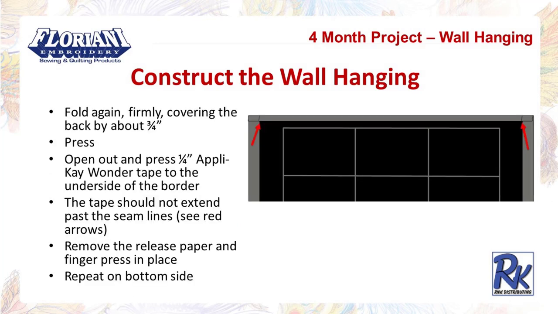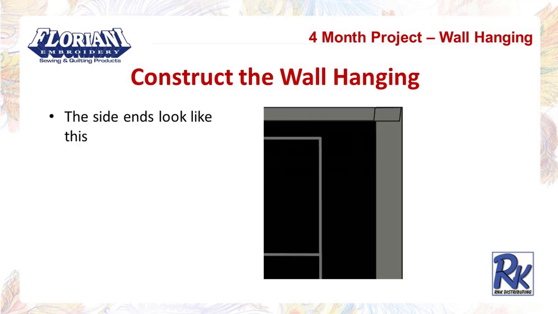Next you'll want to fold that side in again firmly, covering the back by about 3/4 of an inch, and press it. Then you want to open it out and press 1/4 inch applique wonder tape to the underside of the border piece that we just folded out. It's important that the tape should not extend past the seam lines shown here with the red arrows. Then you want to remove the release paper and then fold it back over and finger press it in place, and repeat it on the bottom side. When you're finished doing the previous step, the side ends should look like this.